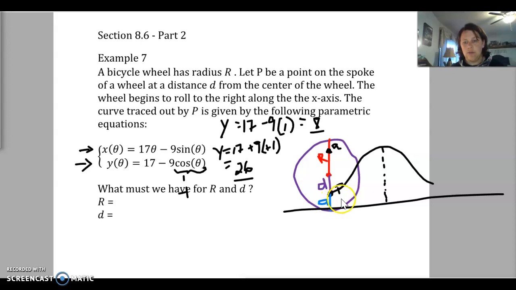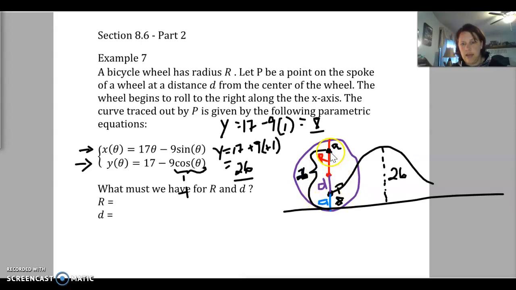So that tells me right here, the lowest point that P will ever be will be a distance of 8 units from the ground. That gives me my A value. Okay. The highest that it will ever be is 26. So that 26 encompasses all of this information here, all the way down to the ground is 26.